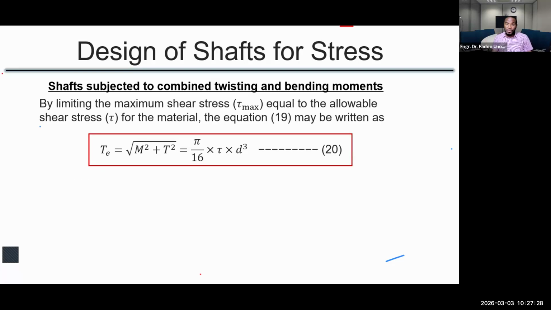Okay, so if we limit the maximum shear stress to the allowable shear stress, remember that the maximum shear stress that this thing can take is actually different from the maximum allowable.